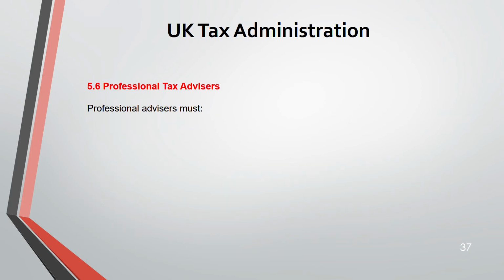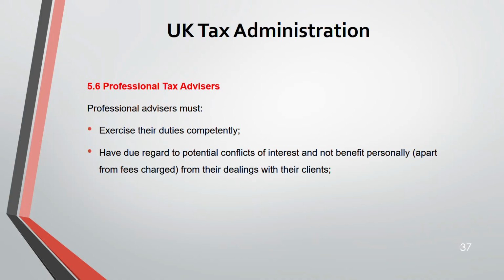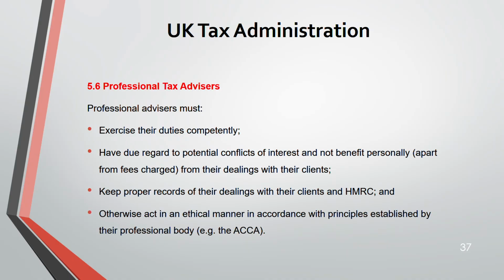Now, professional advisors have to exercise their duties competently. They must have regard to conflict of interest. They should not benefit personally. The only benefit that they can have is the fees that they are charging for the services that they are giving. Then they should keep proper records of their dealings with the client and HMRC, and they should act in an ethical manner in accordance with the principles established by HMRC. Confidentiality, professional behavior, professional competence and due care, integrity, objectivity, all the five codes of ethics have to be applied by a professional tax advisor as well.